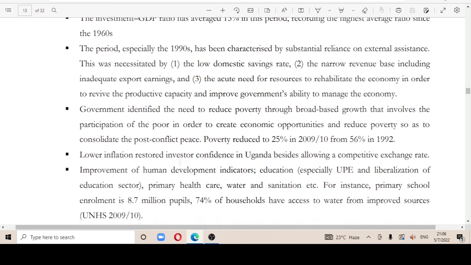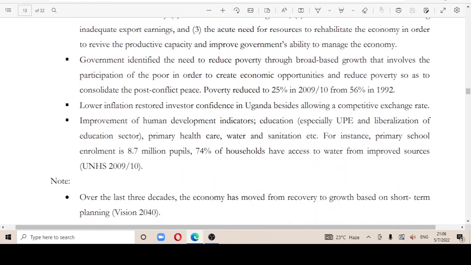And then we are having government identified the need to reduce poverty through broader based growth that involves the participation of the poor in order to create economic opportunities and reduce poverty. This reduced poverty from 56% in 1992 to 25%.